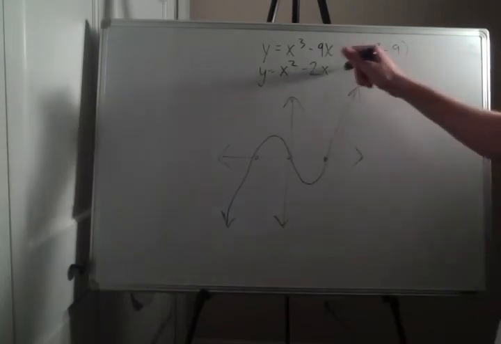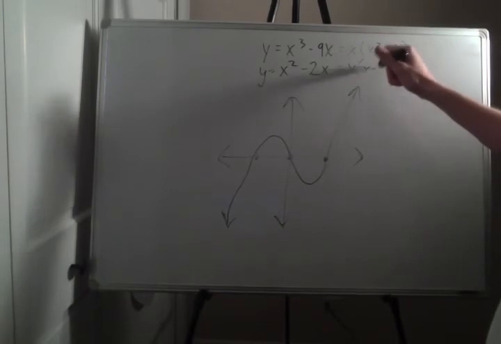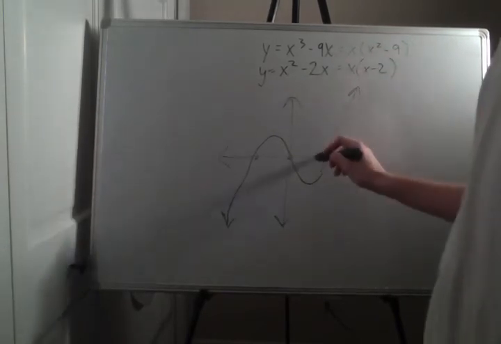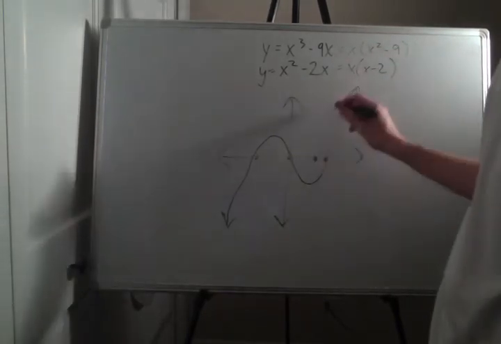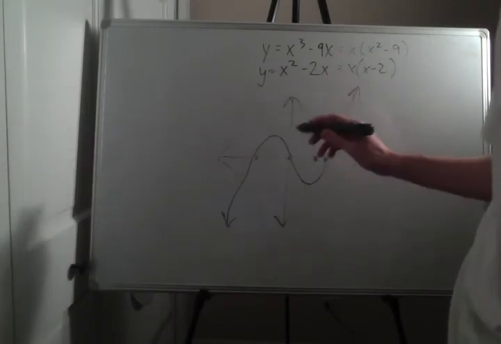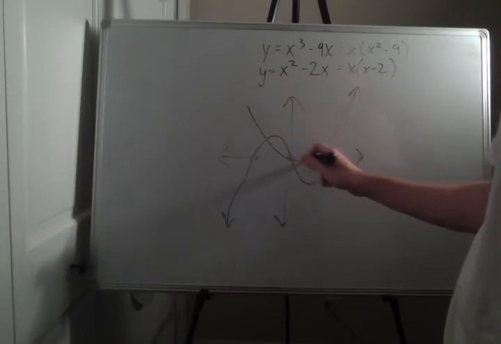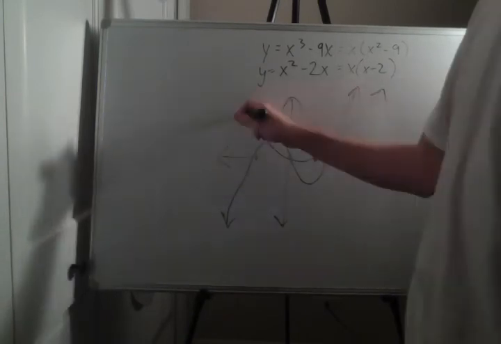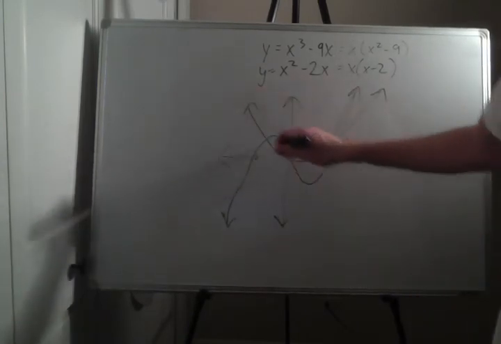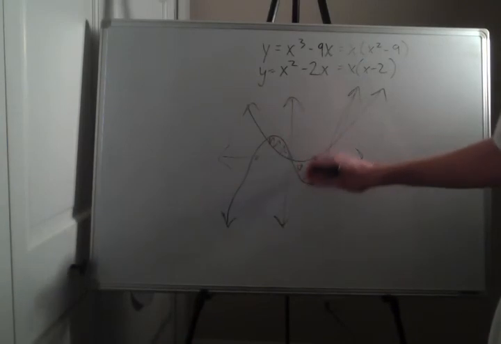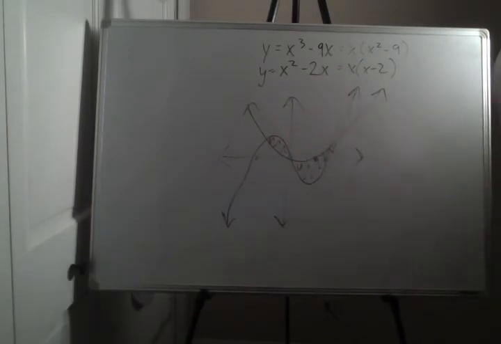And then x squared minus 2x is the same thing as x times x minus 2. And so right here there should be a thing, and it should look kind of like this. So these are your two lines. The area in between is this right here and this right here. And the question is asking you to find that area.